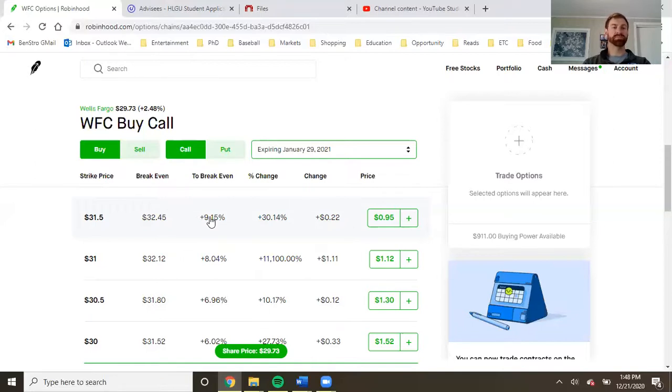And so the person who writes the calls, they're just looking for a steady percentage return on their investment. And they're saying, you know what, even if it goes big, that's okay, because I'd rather have the guaranteed 94 cents that someone's going to pay me if they buy that call. So the question is, if we look at this example, 31.50, how do we get to a break even of 32.44?